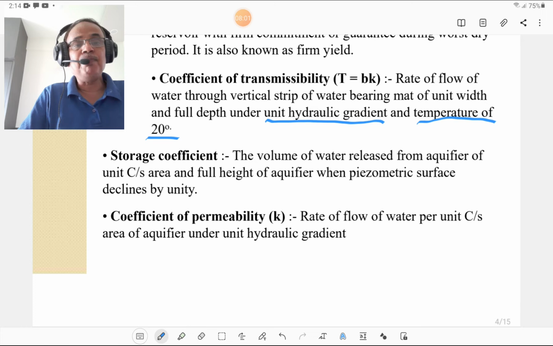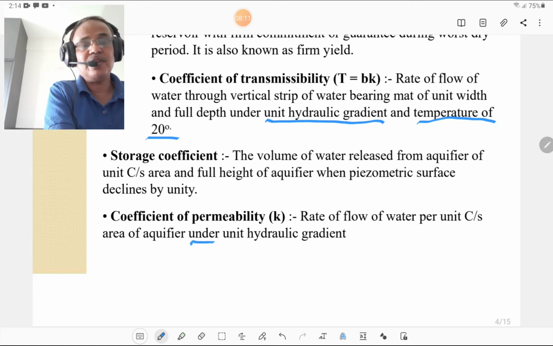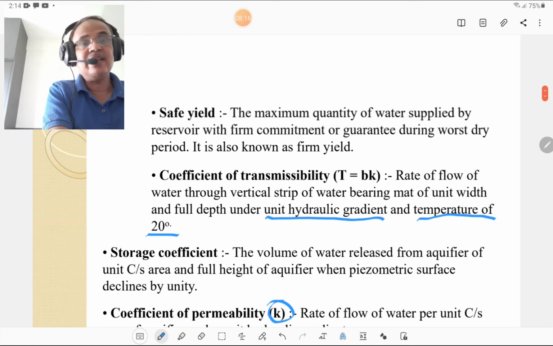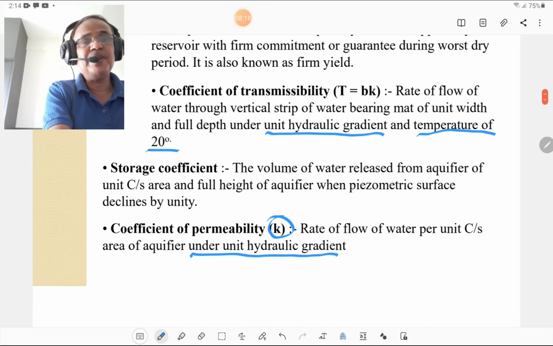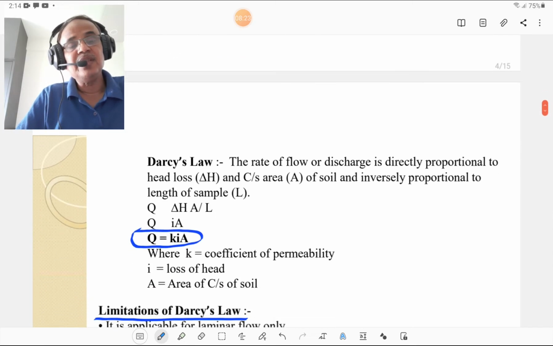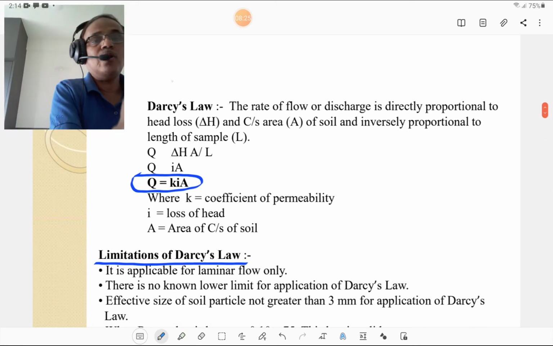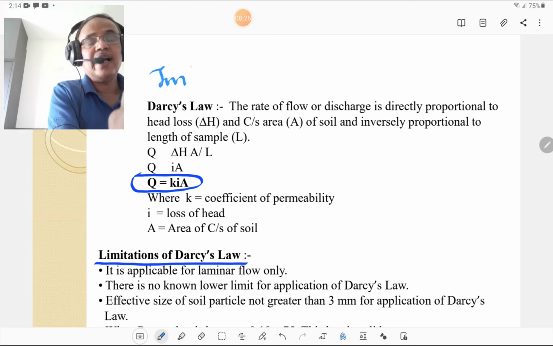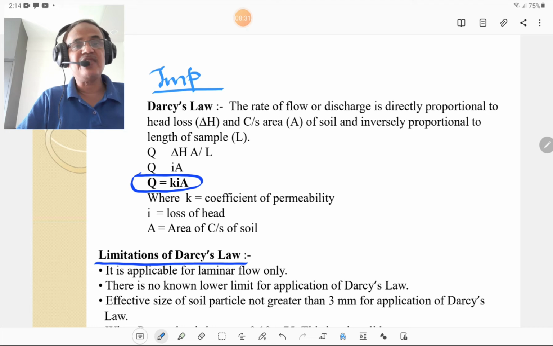Then coefficient of permeability, that is K, that is also the rate of flow of water per unit cross sectional area of aquifer under unit hydraulic gradient. That is the coefficient of permeability and it is denoted by K, and coefficient of transmissibility is denoted by capital T. Then this is a very important law, Darcy's Law, and it is asked in all competitive types of examination. What is the Darcy's Law?